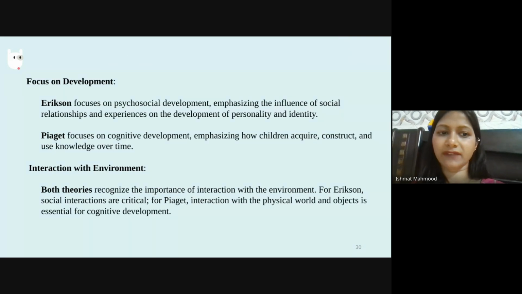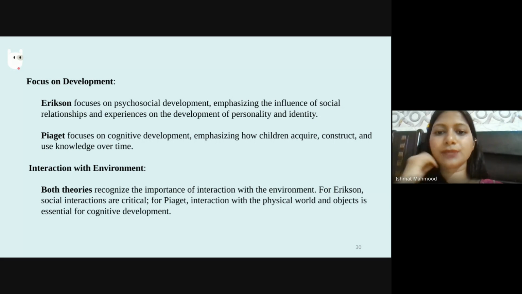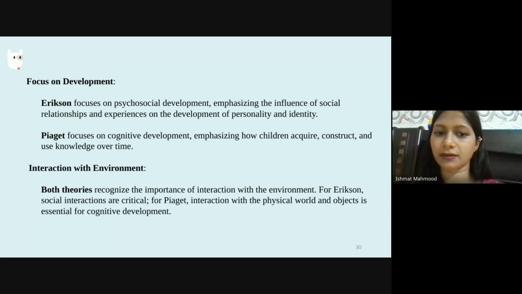नेक्स्ट इज फोकस ऑन डेवलपमेंट. इन दोनों का डेवलपमेंट में फोकस है. एरिक्सन का है साइको सोशल डेवलपमेंट में, एट द सेम टाइम पियाजे हैव कॉग्निटिव डेवलपमेंट में, ठीक है? तो जब साइको सोशल जब डेवलपमेंट होता है ऑफ एन इंडिविजुअल विच एम्फसाइज द इन्फ्लुएंस ऑफ सोशल रिलेशनशिप एंड एक्सपीरियंस ऑन द डेवलपमेंट ऑफ पर्सनैलिटी लेटर ऑन इन आवर लाइफ, ठीक है? एंड पियाजे में देन अगेन कॉग्निटिव डेवलपमेंट आया है. एंड इंटरेक्शन विद एनवायरमेंट, both theories recognize the importance of interaction with the environment.